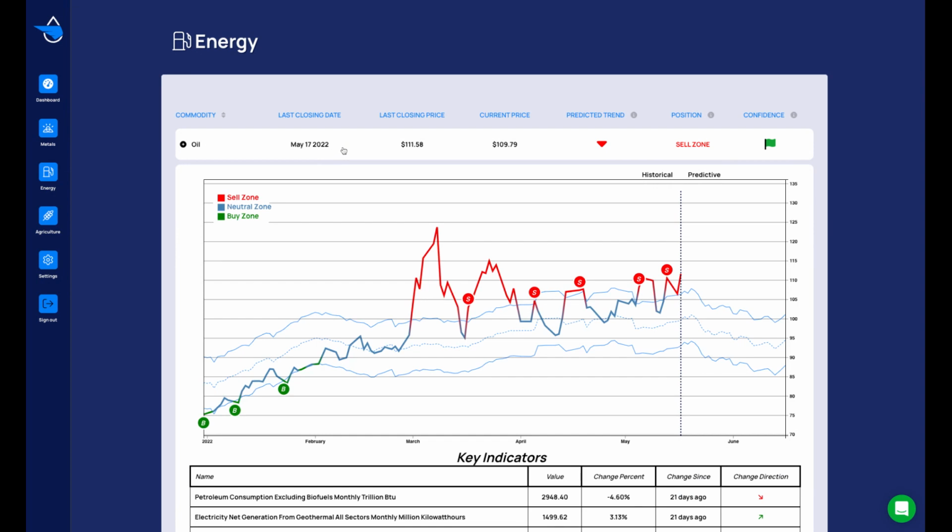Now we can explore the oil technical chart, but first, let's understand the zones. Sell zone, neutral zone, and buy zone. The neutral zone is when the current price is within the boundary of a low price prediction, which is this line, and a high price prediction, which is this line. This is the historical data. This is the predictive data. We predict that the price will, at its highest, skirt this line, or it could reach this line at a low price, and this is the mean.